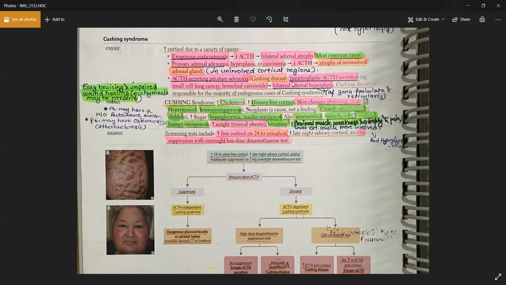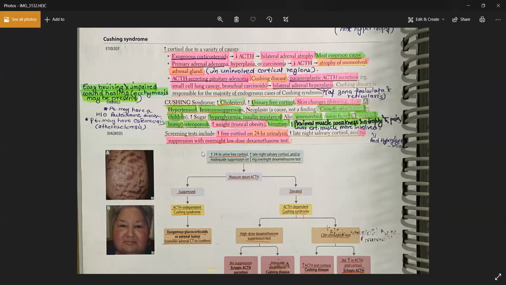Okay, and to differentiate between them, you need to give the patient high dose of dexamethasone. When you give them high dose of dexamethasone, if the levels of ACTH are suppressed, that means it is also Cushing disease. If the levels of ACTH are not suppressed, that means it is the paraneoplastic ACTH secretion. We've discussed the causes of it.